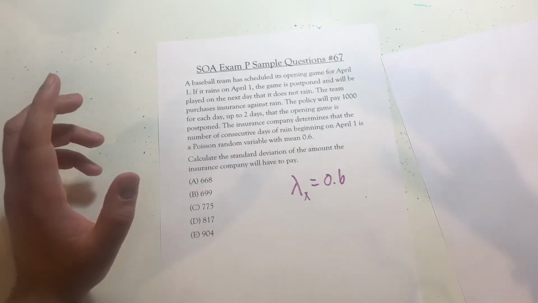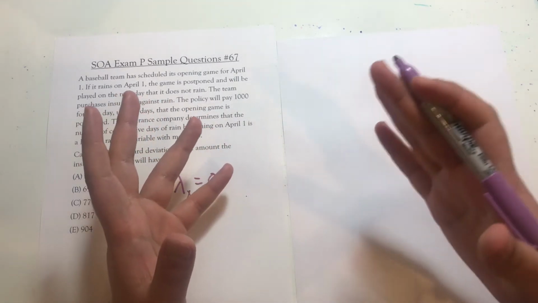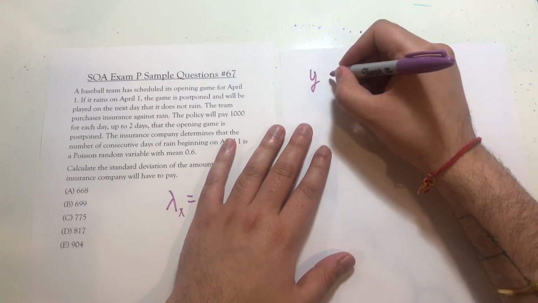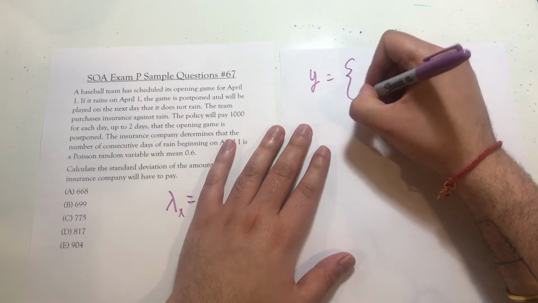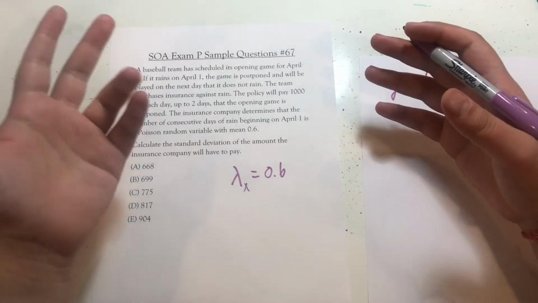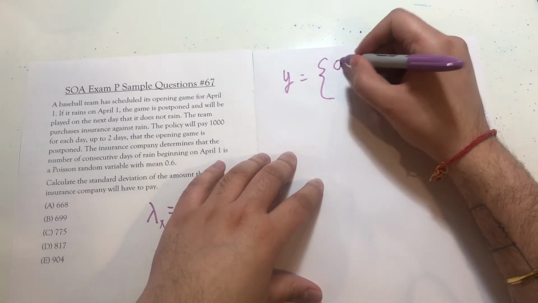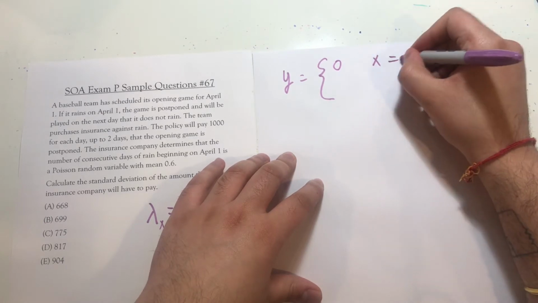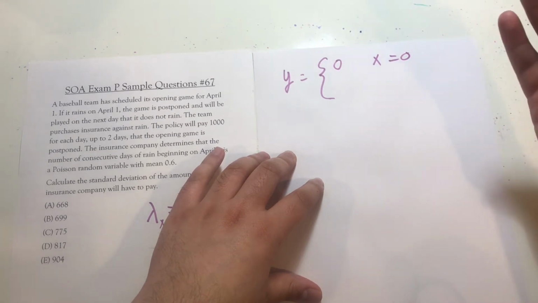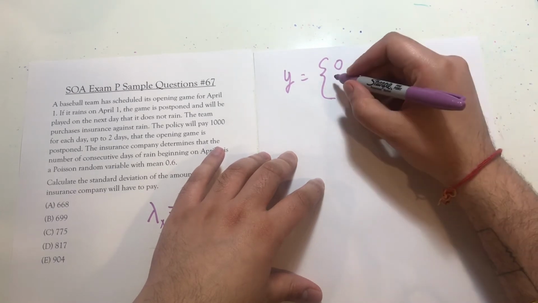All right? So the number of days it could rain, x, is obviously any integer from 0 to infinity. So y, the amount an insurance company will pay, is given by this information. It'll pay $1,000 for each day up to 2 days that the opening game is postponed. So it will pay $0 if x is equal to 0, right? If it doesn't rain at all, the payment's 0. If x is equal to 1, the number of days it rains consecutively is 1, your payment is $1,000.